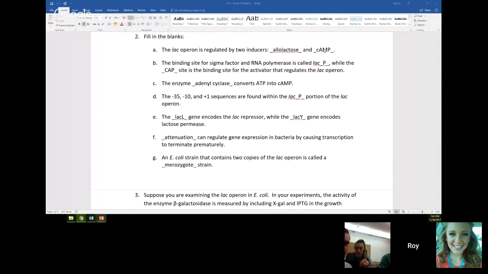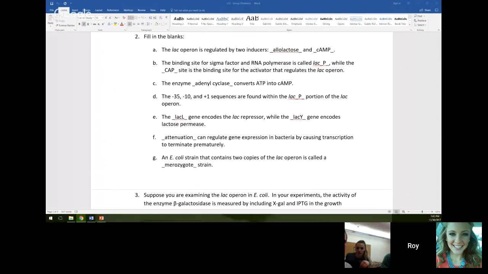The binding site for sigma factor and RNA polymerase is called lac P, while the CAP site is the binding site for the activator that regulates the lac operon. The enzyme adenyl cyclase converts ATP into cAMP. The -35, -10, and +1 sequences are found within the lac P portion of the lac operon. The lac I gene encodes the lac repressor, while the lac Y gene encodes lactose permease.